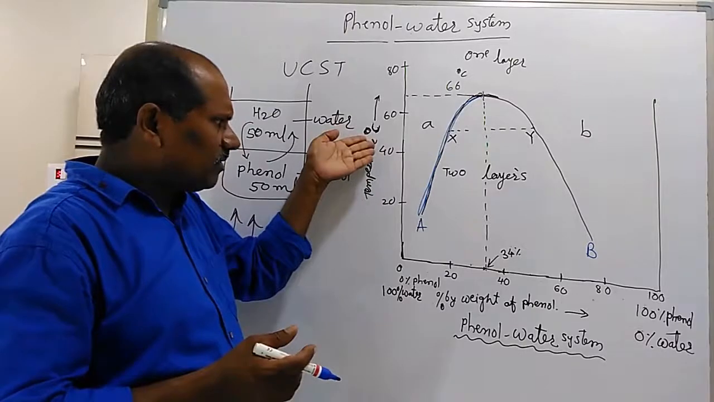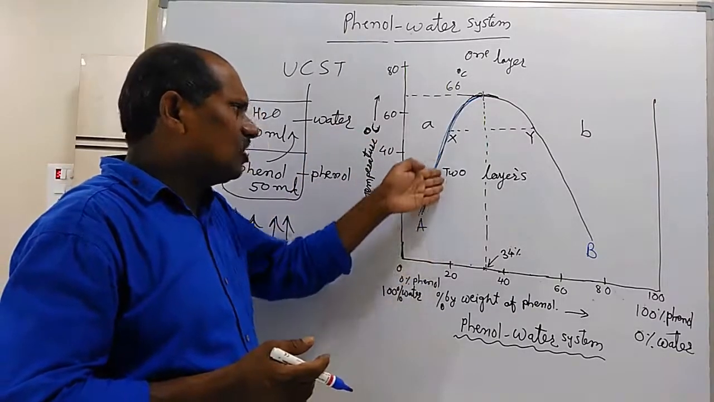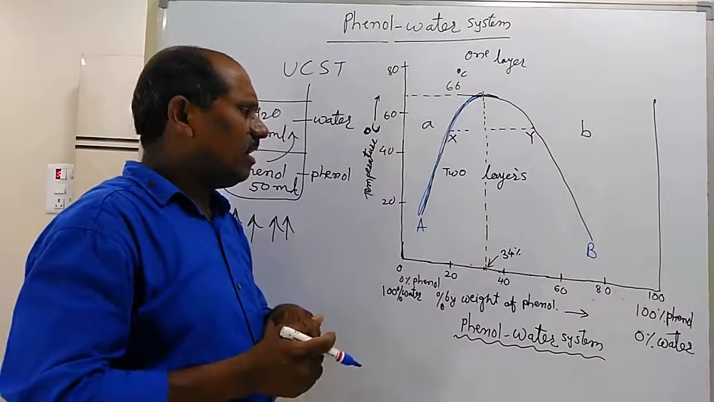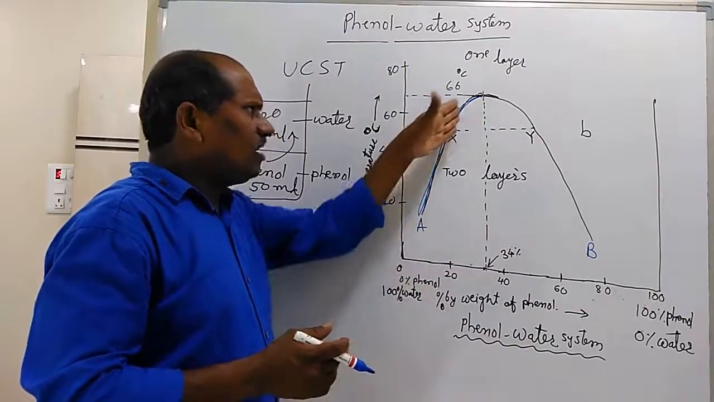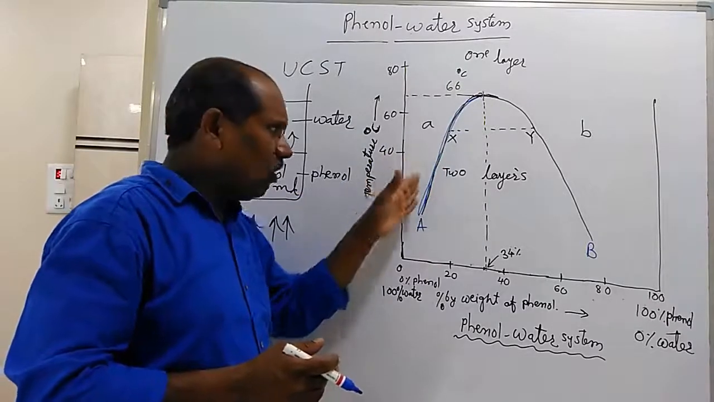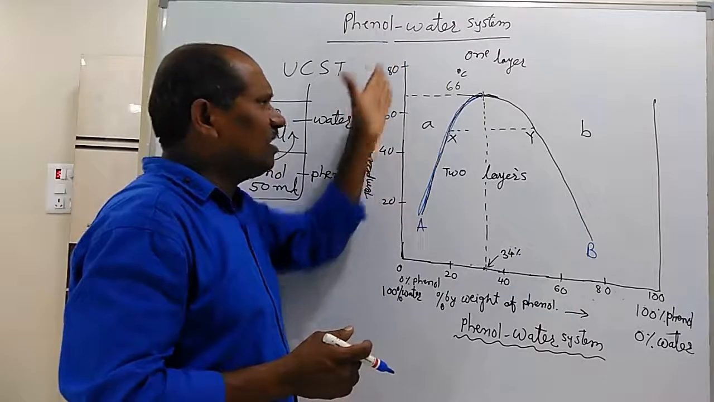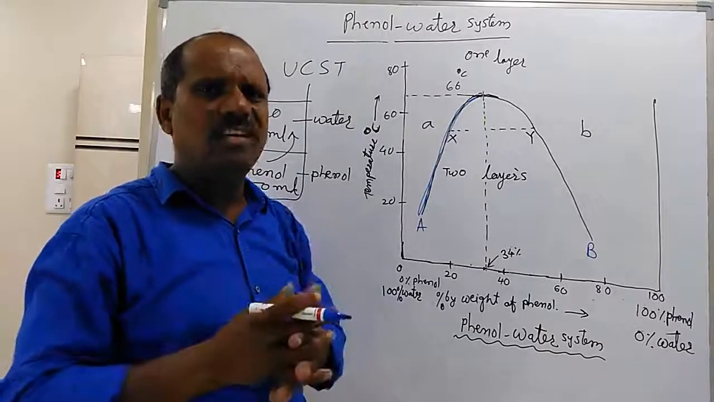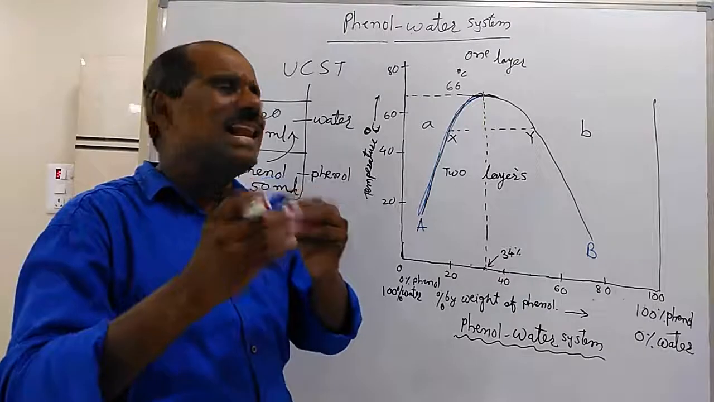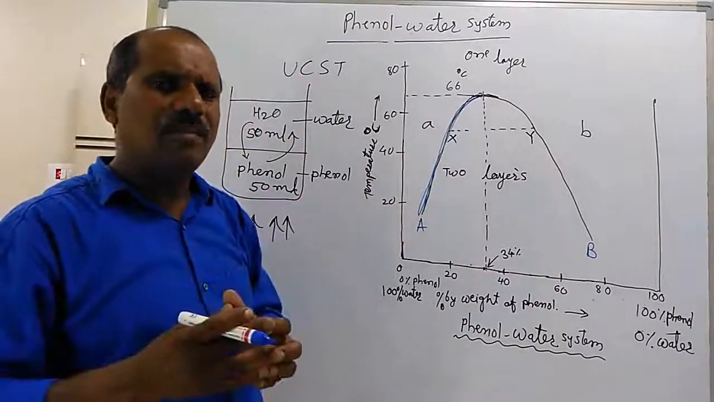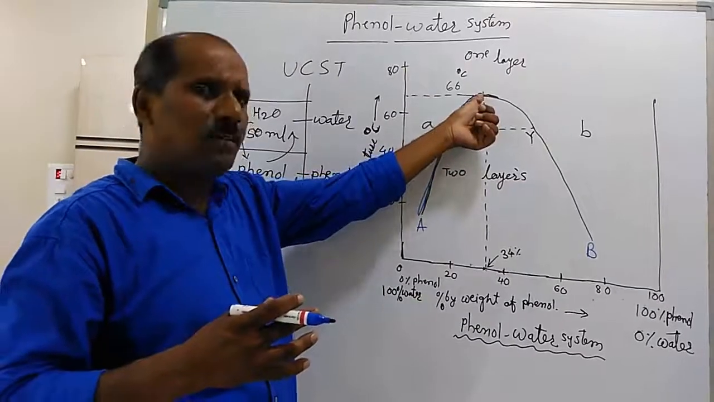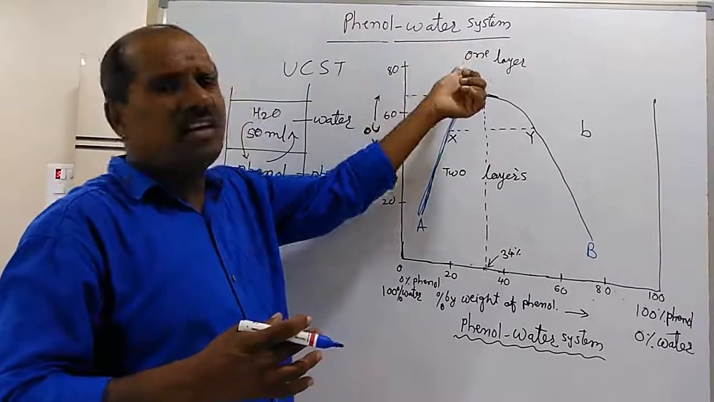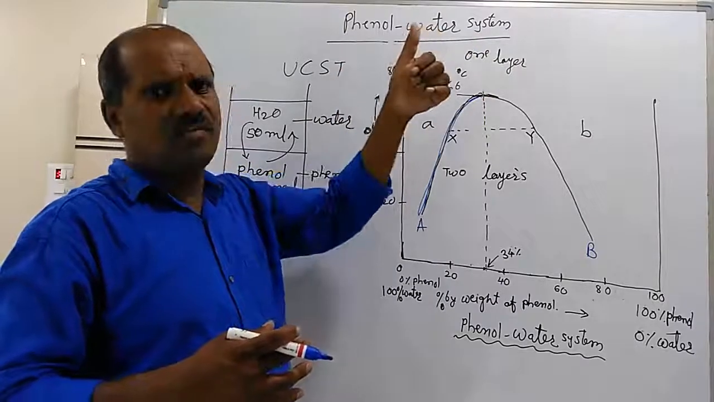As the temperature increases, the solubility of the phenol increases. Means more and more phenol starts to distribute into the water layer. And at a particular temperature, the two partially miscible liquids, phenol and water, form a single layer. The two immiscible liquids become completely miscible with each other at an upper temperature from the ordinary temperature. That point of temperature is called the upper consolute temperature or the upper critical solution temperature.